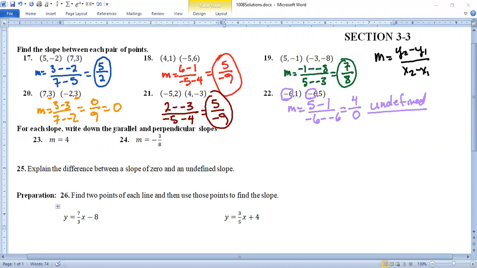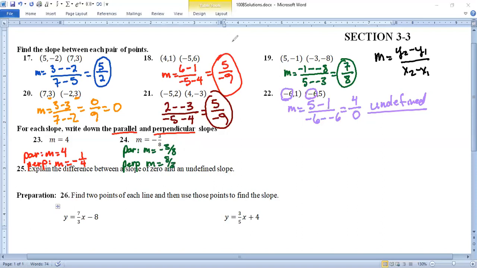m equals 4. We're supposed to write down the parallel slope and the perpendicular slope. Parallel to this is the exact same thing, and perpendicular to this is the opposite reciprocal, -1 over 4. Number 24, m equals -3/8. Parallel means it has the same direction, the same steepness, so the slope is going to be the exact same number. Perpendicular is the opposite: we change the negative to a positive and take the reciprocal, 8 over 3.